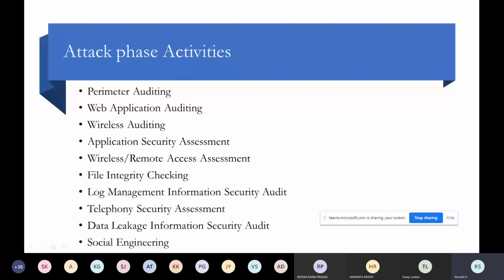Okay, first is perimeter auditing. This is the first activity. Auditing, as the name implies, is to ensure that some policies and procedures are followed in the organization. Whenever I say I'm auditing your organization, it means that I'm coming there to ensure whether you are obeying the policies and procedures, and then only you are carrying out the work. That is what auditing means.